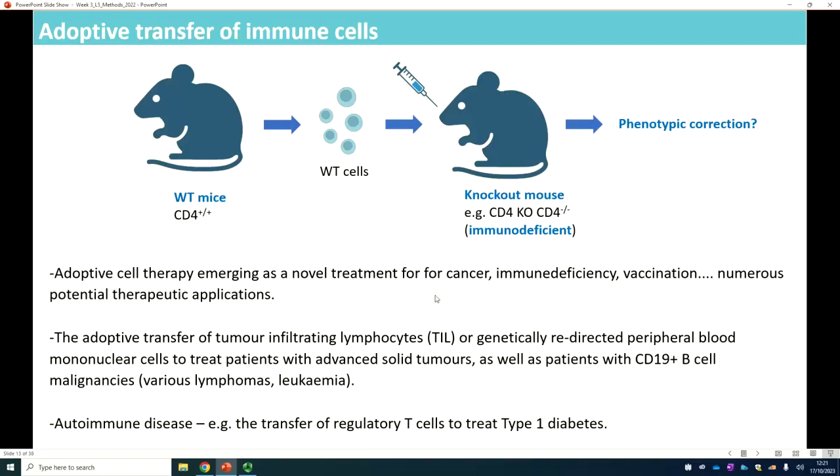Now, adoptive cell therapy has emerged as a novel treatment for immunodeficiency, cancer, vaccination, and it has a whole range of potential therapeutic applications. And the adoptive transfer of tumour-infiltrating lymphocytes, or genetically redirected peripheral blood mononuclear cells, is used to treat patients with advanced solid tumours, as well as patients with CD19 positive B-cell malignancies. So this includes various lymphomas and leukemias. But it's also important in autoimmune disease. So, for instance, the transfer of Tregs, or regulatory T cells, in order to treat type 1 diabetes, for example.